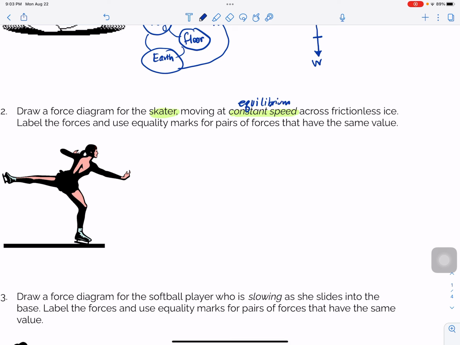And so we've got the skater. Now you might want to do skater, skates, ice, but I'm going to assume that the skates are part of the skater. So I've got a skater. I've got ice. And I've got earth.